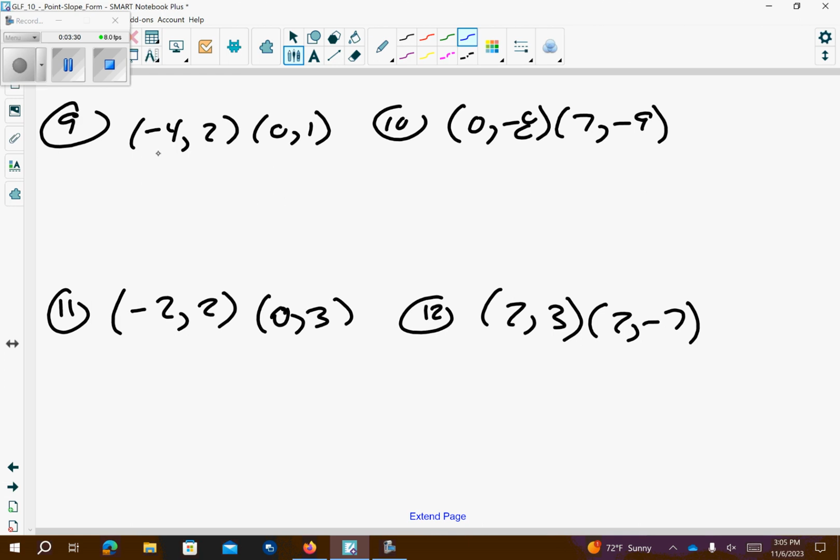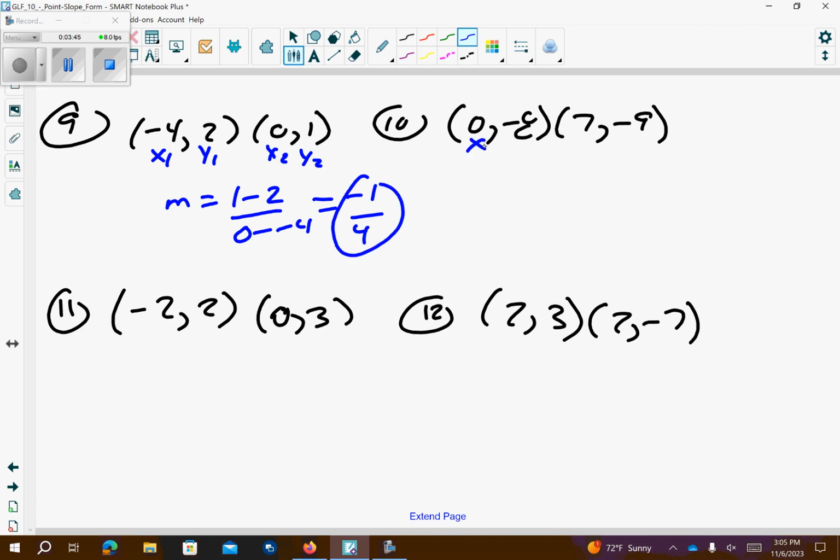All of these, we want to find the slope. So I have x1, y1, x2, y2. So my slope equation is going to be 1 minus 2 over 0 minus 4. That's going to give me -1 on top, on bottom that's going to give me 4. That's my slope. x1, y1, x2, y2. So I'm going to go y2 minus y1 over x2 minus x1.